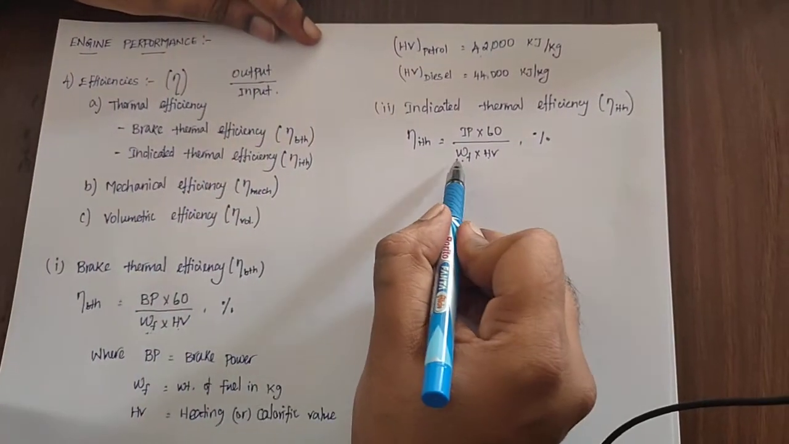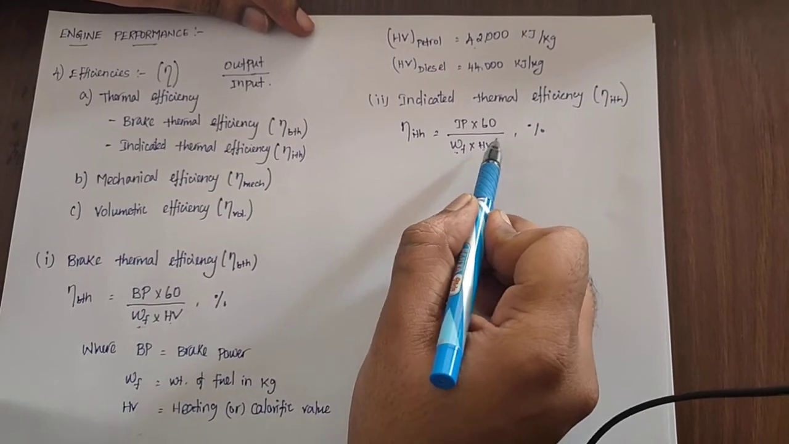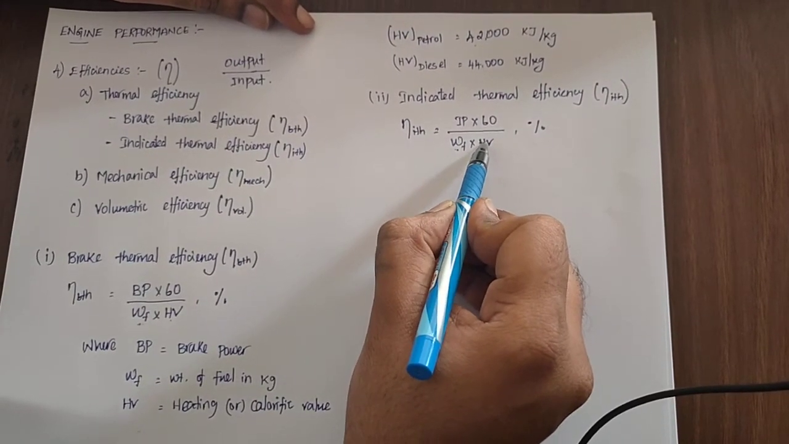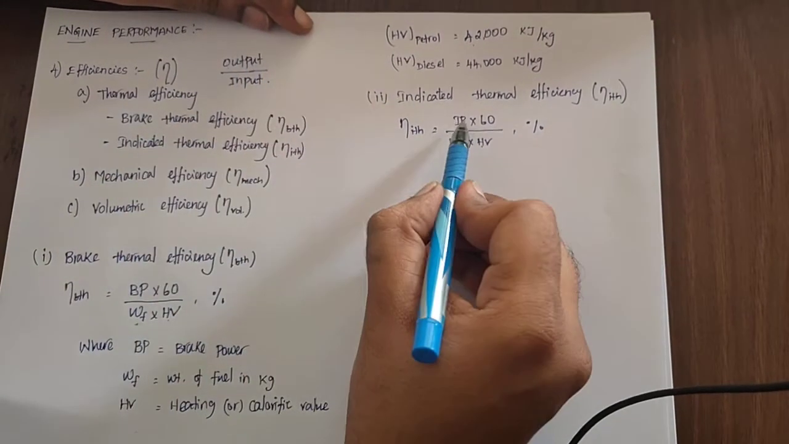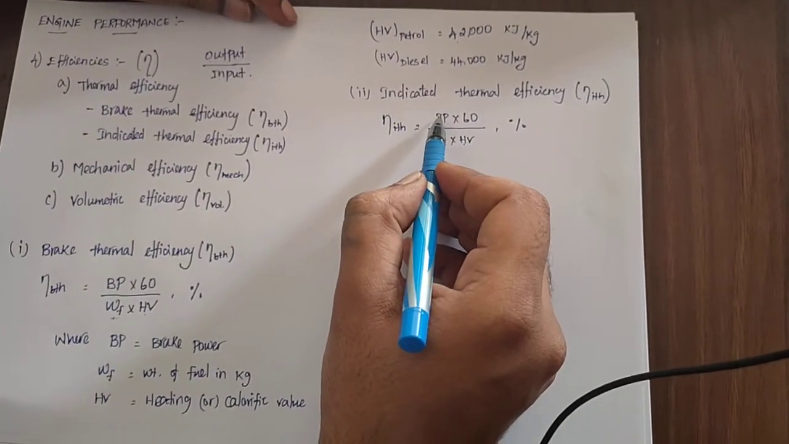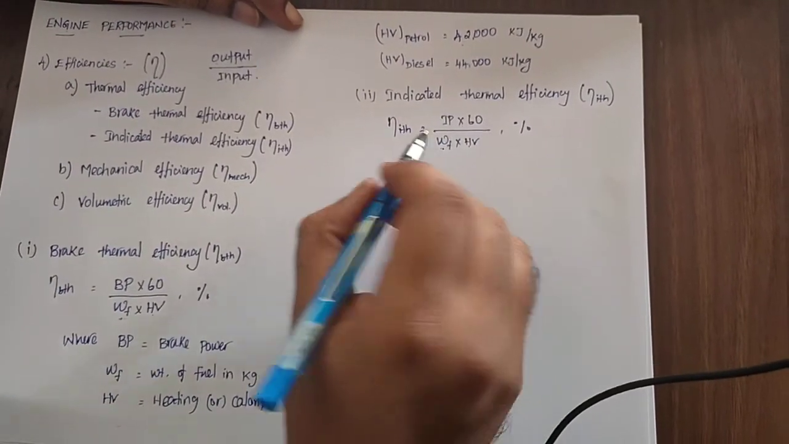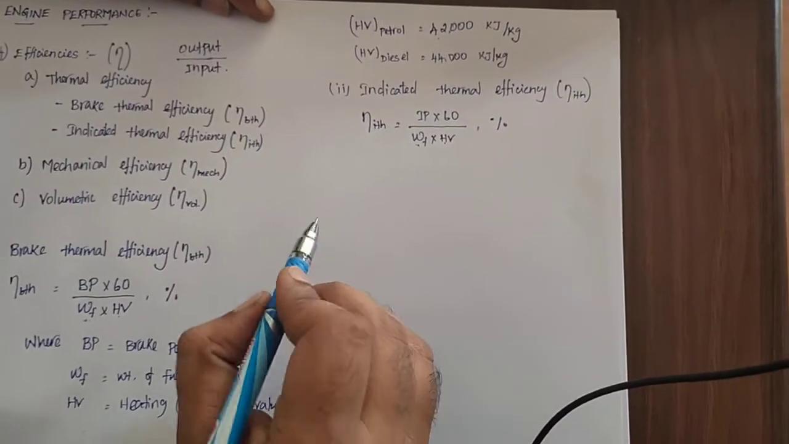Similarly, this is also an efficiency, output by input. The input is the amount of fuel we are giving, and the energy present in that weight of fuel. The output we get is indicated power. So in indicated thermal efficiency, the output is IP. This is the formula for indicated thermal efficiency.